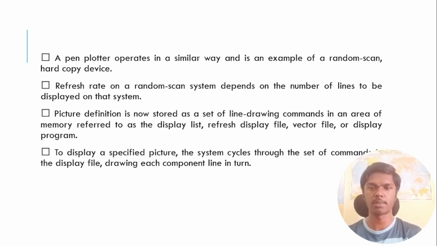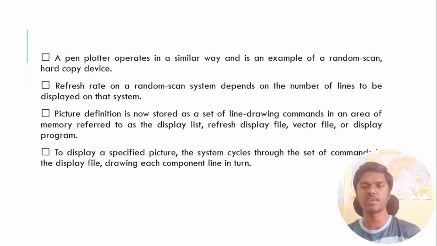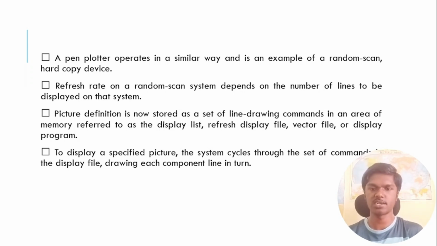A pen plotter operates in a similar way and is an example of a random scan hard copy device. Refresh rate on a random scan system depends on the number of lines to be displayed on that system. Picture definition is now stored as a set of line drawing commands in an area of memory referred to as the display list, refresh display file, vector file, or display program. To display a specified picture, the system cycles through the set of commands in the display file, drawing each component line in turn.